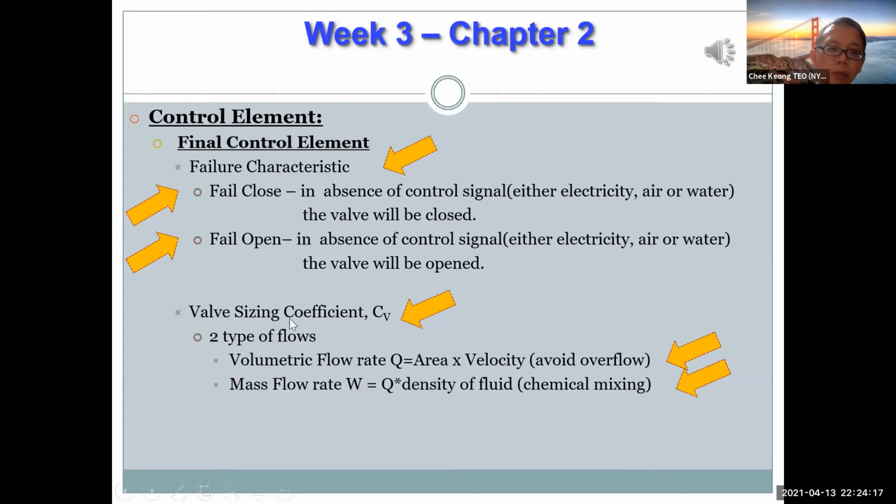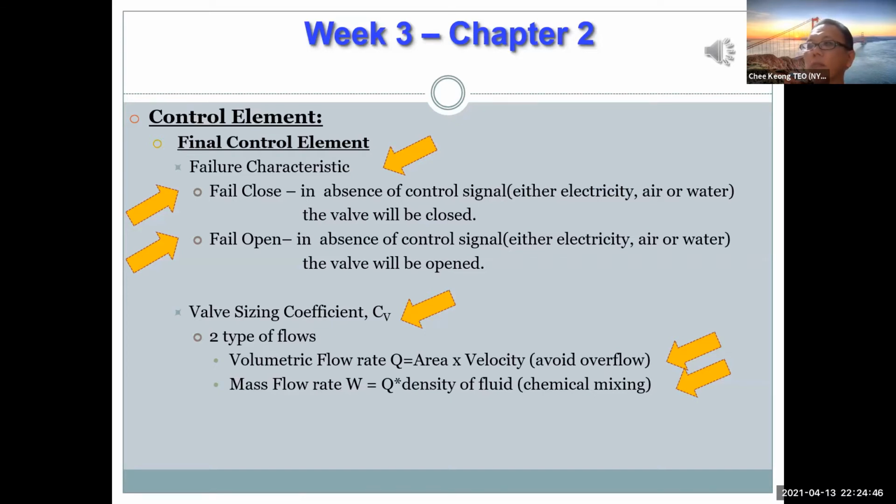Now, the second part we talk about here is valve sizing. Of course, when you design a valve, you have to size it. You cannot just arbitrarily choose a valve because this one looks nice and fits onto it. Why do you need to size? Because first of all, there are 2 types of flow that you would be considering. One of them is what we call the volumetric flow rate, and the other one is called the mass flow rate.